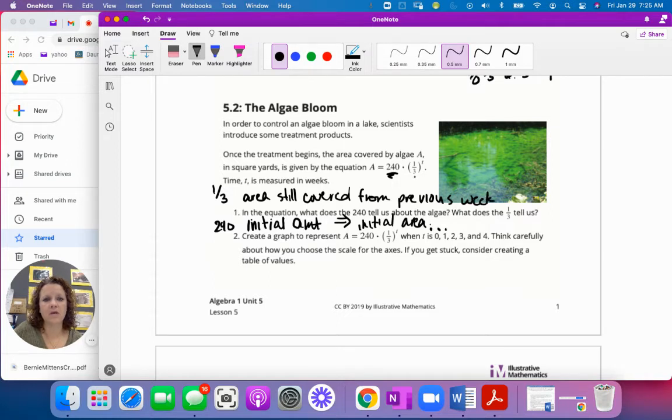Okay, so there's 1/3 of the area covered in algae remaining. Okay, we've taken away 2/3 of it. There's 1/3 remaining. All right.